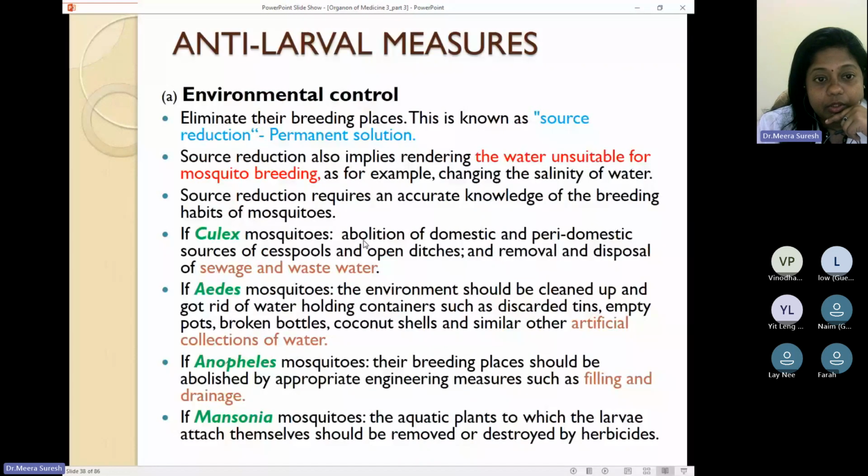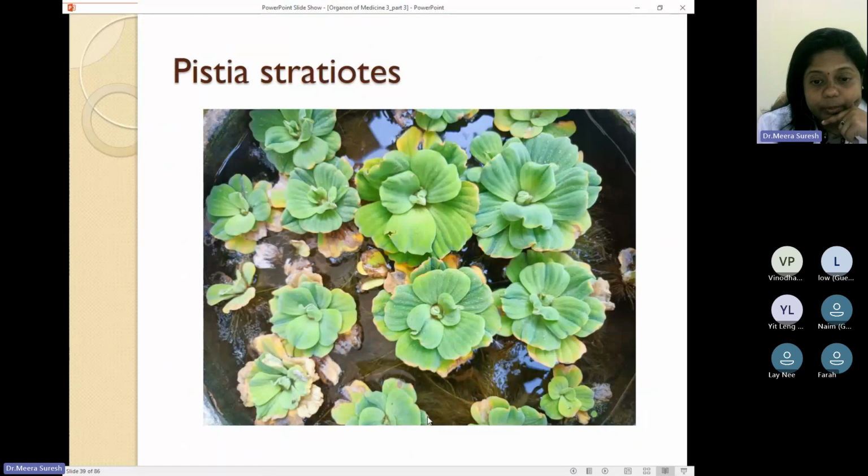In the environmental control, please do remember this. If it is the Culex mosquito, we shouldn't keep sewage and wastewater, or we have to remove it. For Aedes mosquito, there shouldn't be any artificial water collection. And Anopheles should be removed by filling and drainage, mostly seen in clean waters also. And Mansonia is in the aquatics, especially attached to some Pistia or other aquatic plants, so remove those plants.